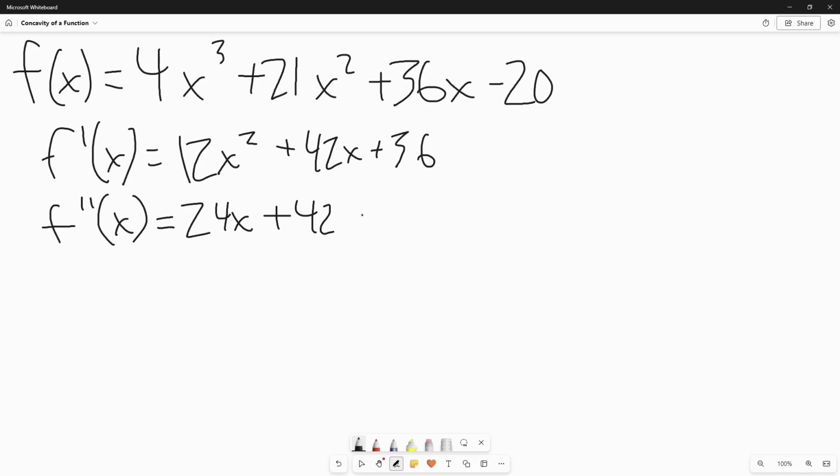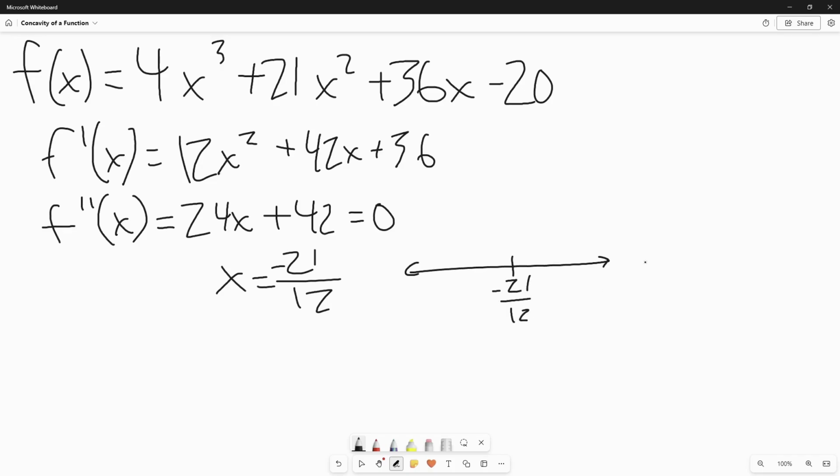And now we need to set it equal to 0 and undefined. But we can notice that if we set it to undefined, there are no solutions just by looking at it. So just set it equal to 0. And we get x equals negative 21 over 12. And now what we need to do is draw a sign diagram, because this is our only point of inflection at negative 21 over 12 for f double prime of x.